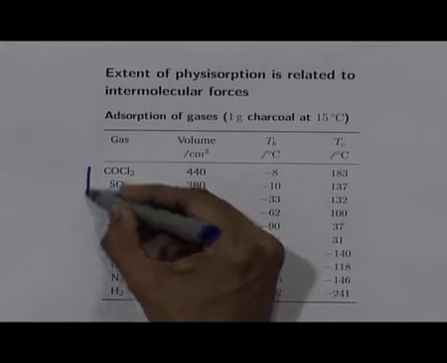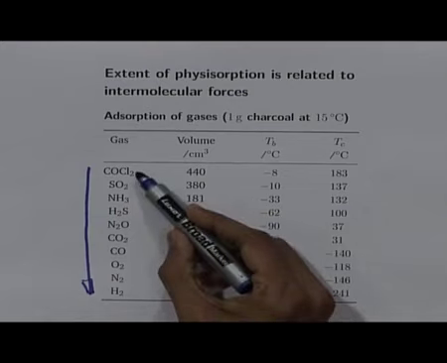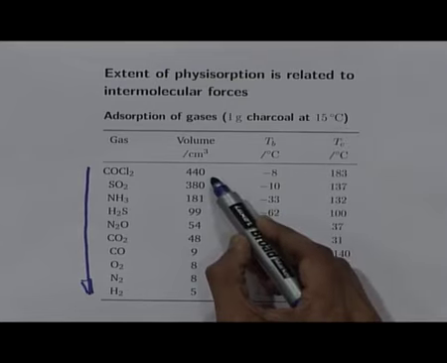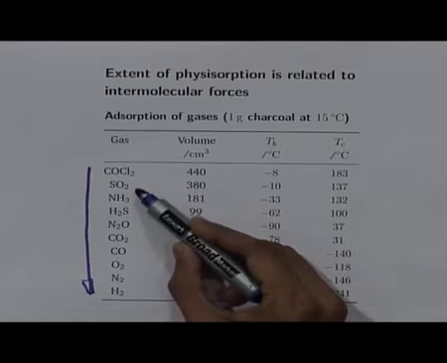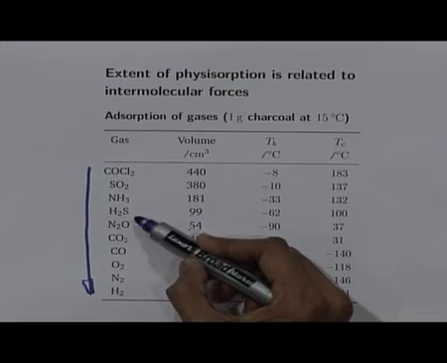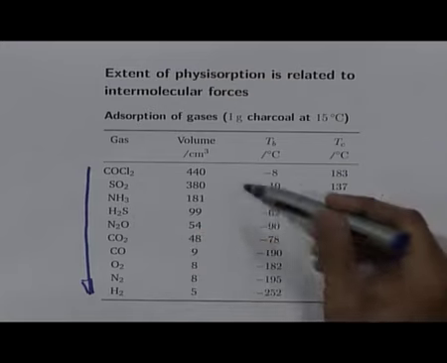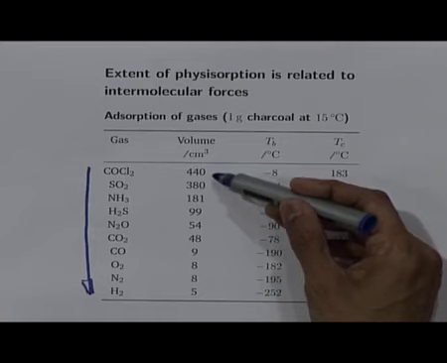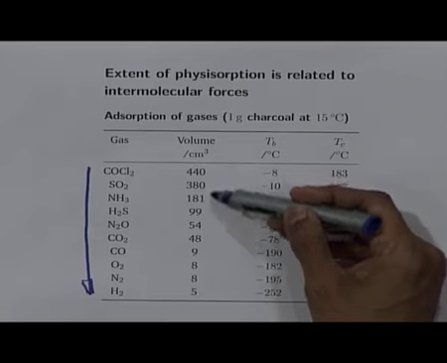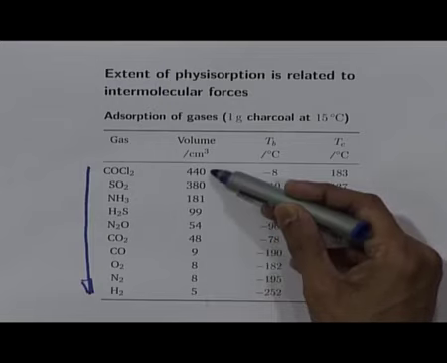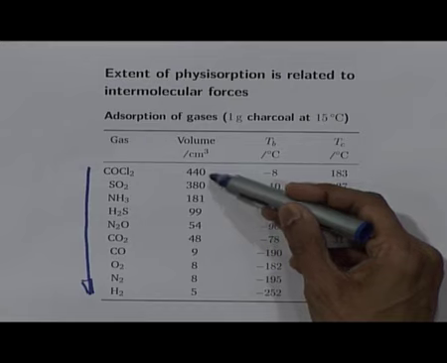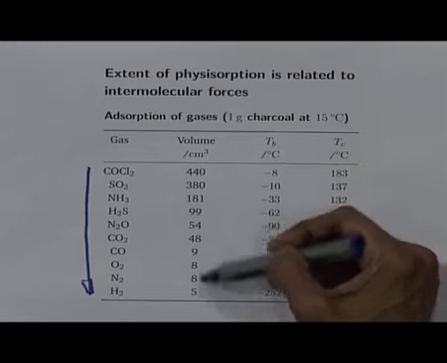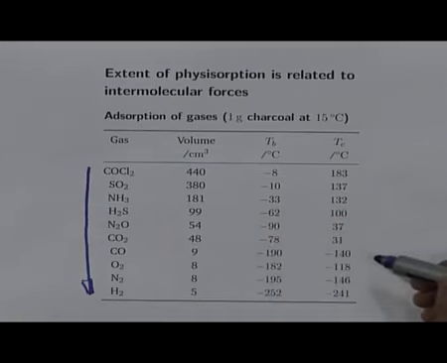Here are various gases, and I have listed some of them. There is phosgene here, and to 1 gram of charcoal at this temperature, 440 cc of phosgene is adsorbed, and you go down this list. There is sulfur dioxide, ammonia, hydrogen sulfide, N2O, etc. And you see that in this list the extent of adsorption, characterized by the volume at STP, decreases as we go down. It starts off at 440 cubic centimeters for phosgene and goes down to 5 cubic centimeters for hydrogen. There is nitrogen, oxygen, etc., gases which are of great importance in the chemical industry.